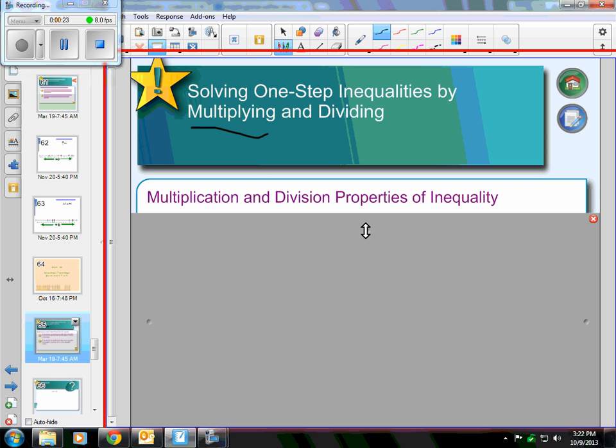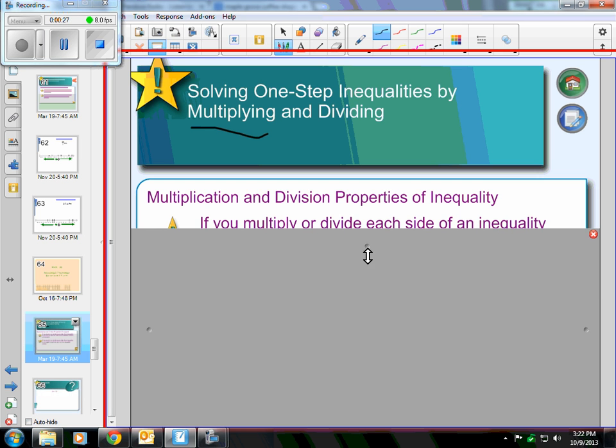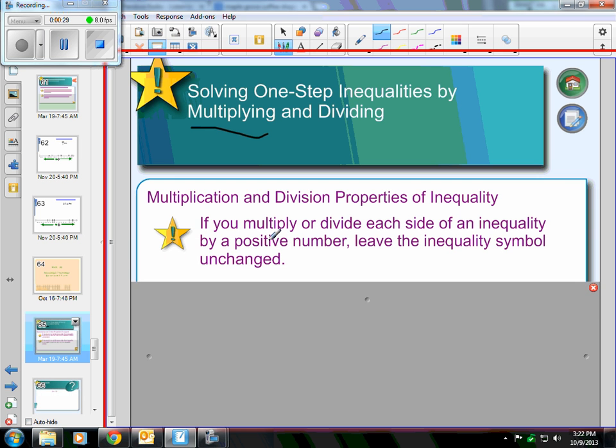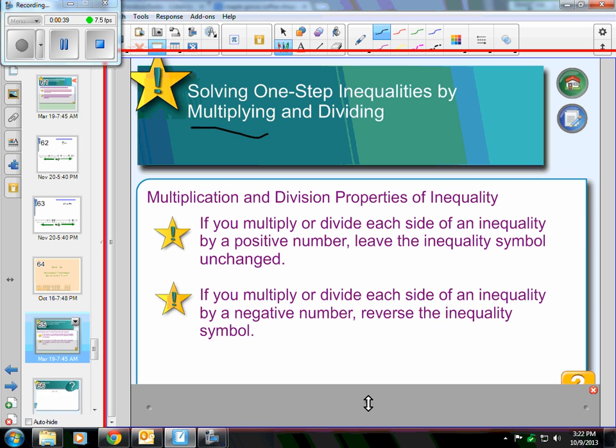Okay, so the first thing we need to know are the multiplication and division properties of inequality. If you multiply or divide each side of an inequality by a positive number, you leave the inequality symbol unchanged. If you multiply or divide each side of an inequality by a negative number, however, you reverse the inequality symbol.